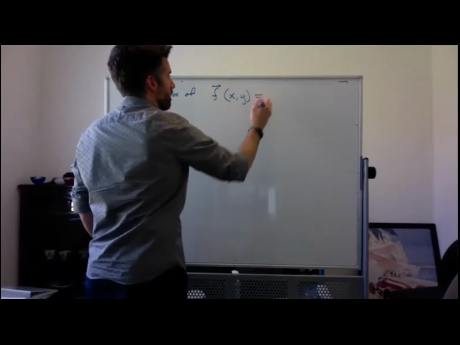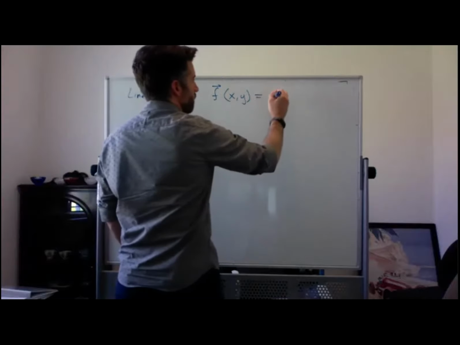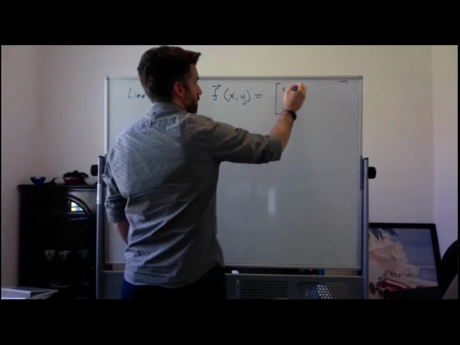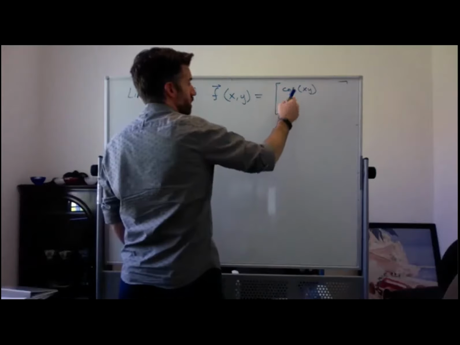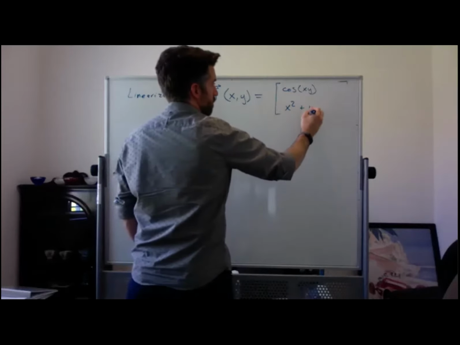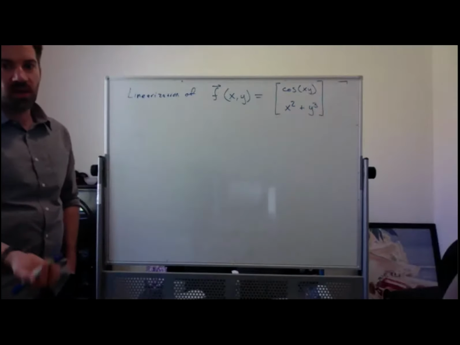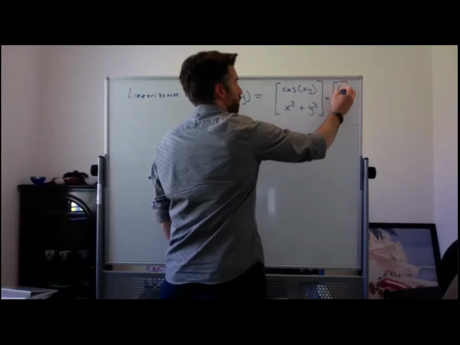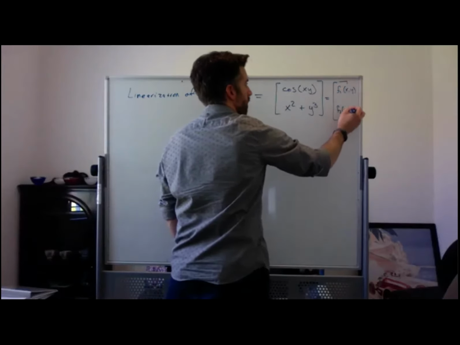is going to equal, what am I going to do here? I don't know. Let's say it's, I like to write my vectors like this, cosine of xy, and then x squared plus y cubed. Sometimes people will think of this as just f1 of x comma y and f2 of x comma y.